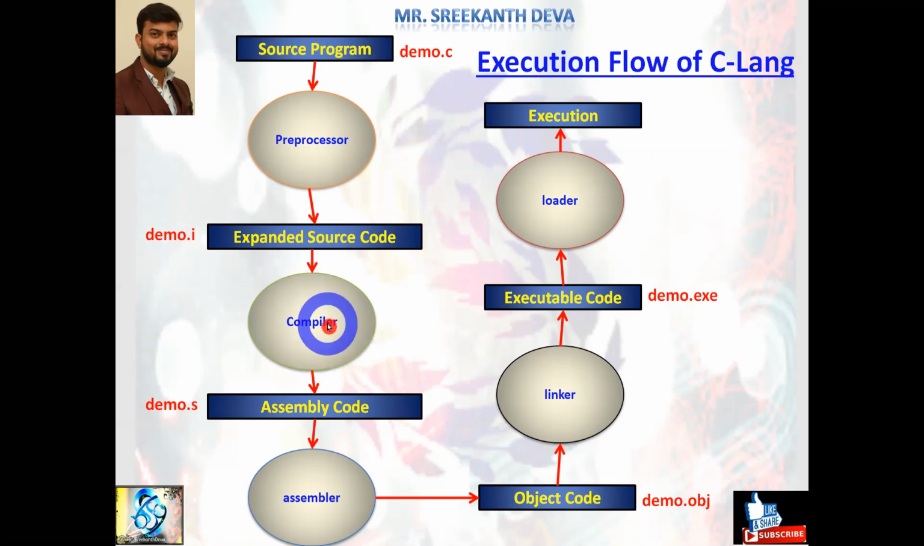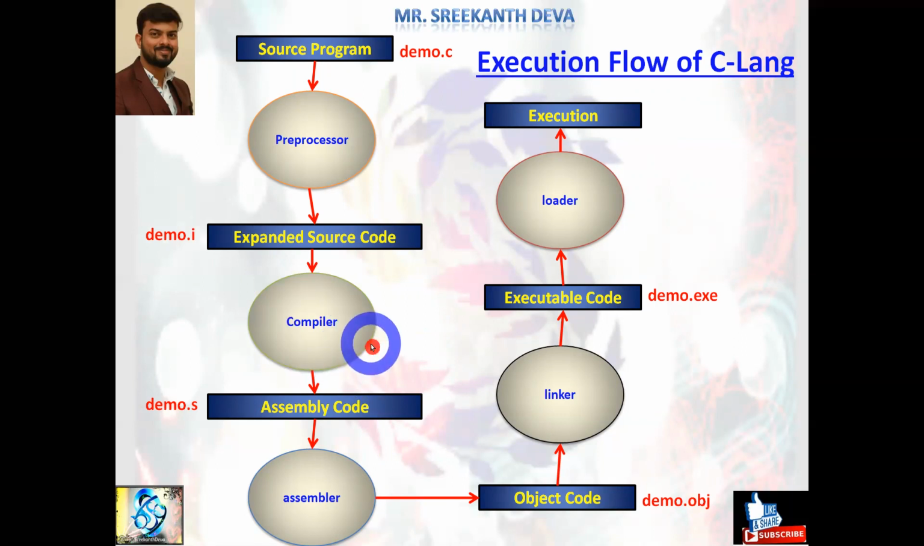After that, if it is error free, then it's going to generate assembly code. If there are any bad syntaxes or semantics in the program, the compiler immediately throws an error. This error is called a compile time error. The compiler is responsible for generating what? Compile time error. Until the program is error free, you cannot proceed to the next step.